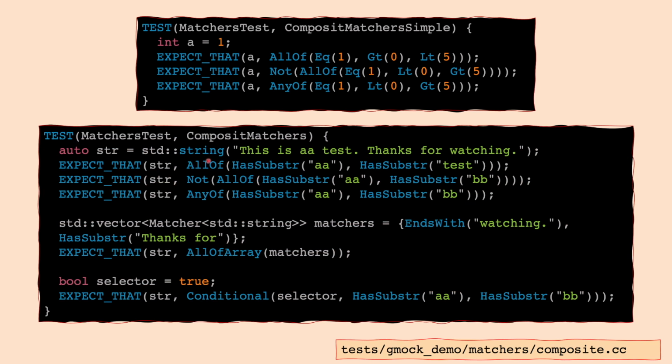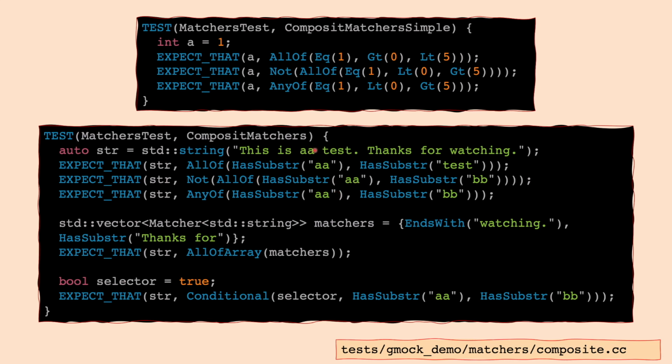Here is another example. So I have a string defined as follows. Now I can say expect that this string matches all of the following matchers. It simultaneously has substring AA and substring test, which you can see they exist here. And here I'm saying expect that str does not simultaneously match the following matchers. It doesn't simultaneously have AA and BB as str.